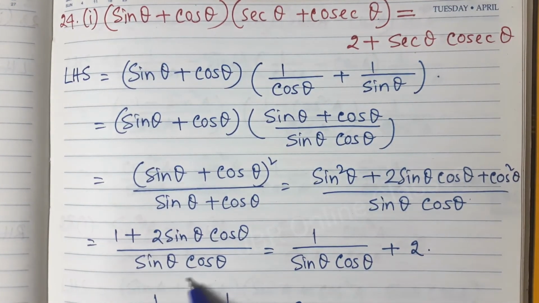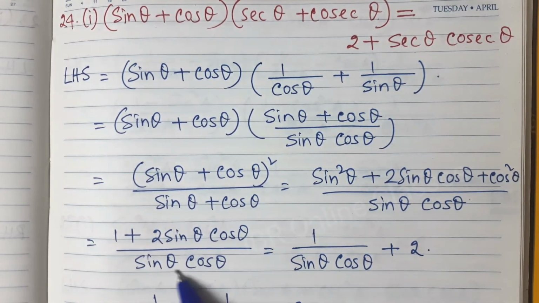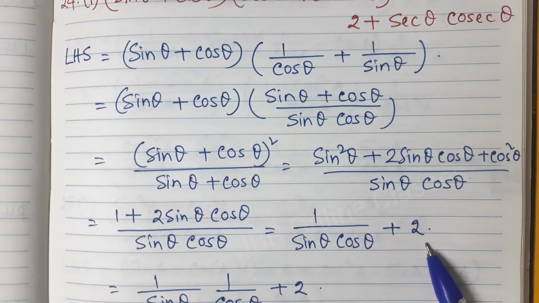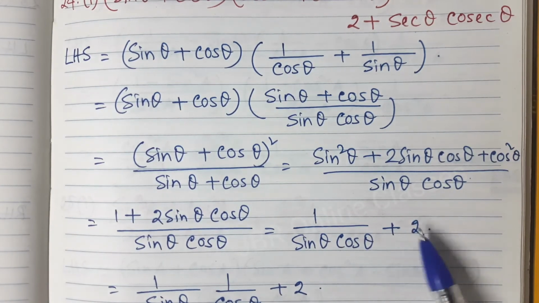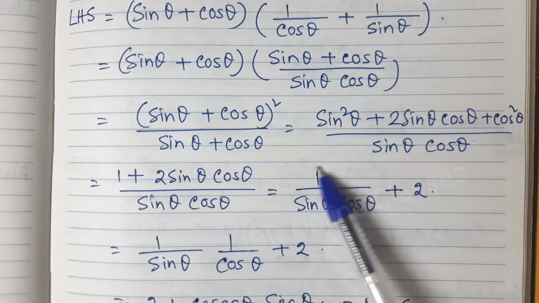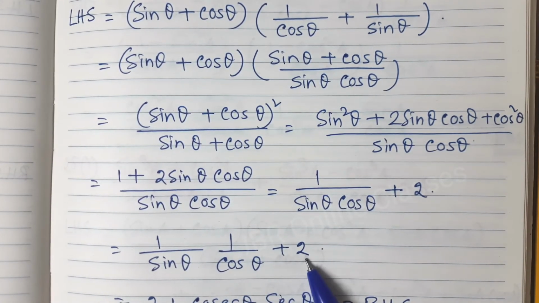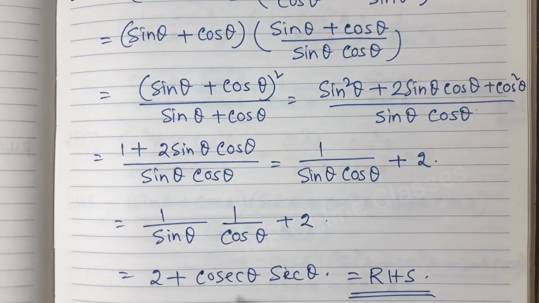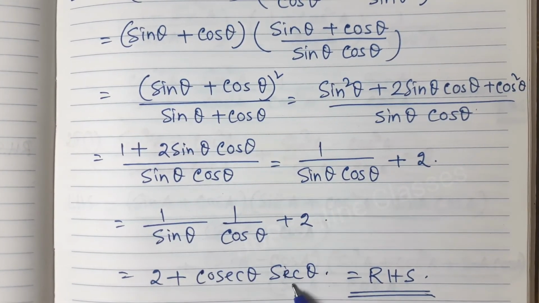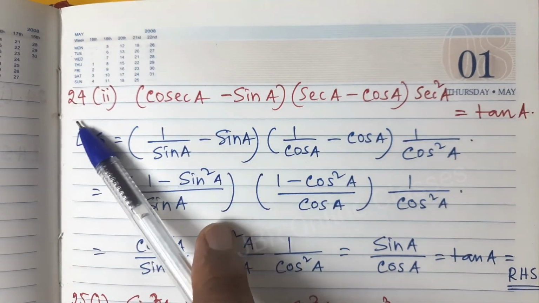Now I am going to divide by this sine theta cos theta in each of these terms. So 1 by sine theta cos theta, and 2 sine theta cos theta by sine theta cos theta. You will have only this 1 by sine theta cos theta plus 2, because this will get cancelled. Finally you can write this as 1 by sine theta into 1 by cos theta, and 2 will be there. So 1 by sine theta is what? Cosec theta. 1 by cos theta is sec theta. So that is the required answer. This is 24 part 2.